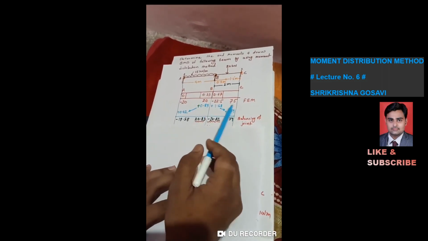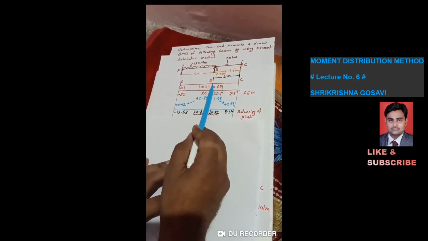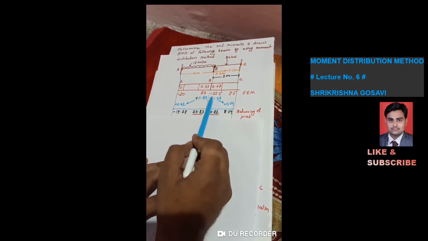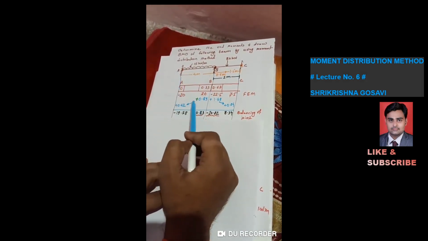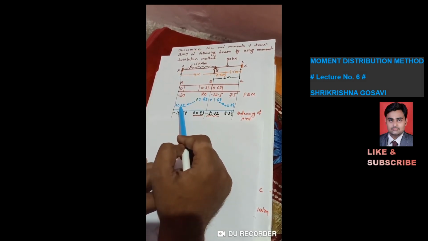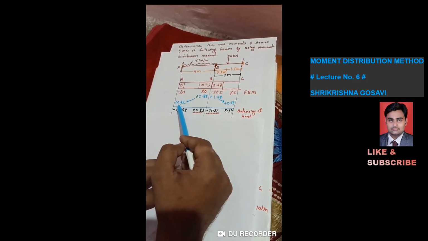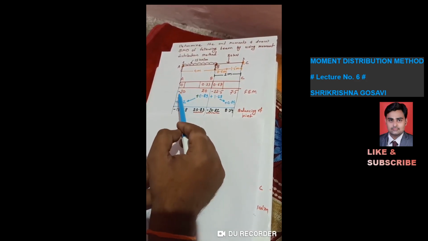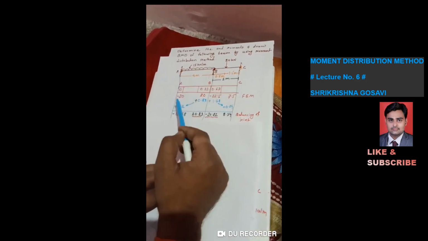Then we simply do the algebraic sum of the moments, multiply by the distribution factor and write it with opposite sign. Then see the nearer supports. If it is fixed, then it can carry the moment. If it is not fixed, then you cannot transfer this moment. Remember this: if this is the hinge support, you cannot transfer this moment over there. Your first job is to make this moment 0 if this is the hinge support. But here in this case it is fixed, so it can carry the moment.